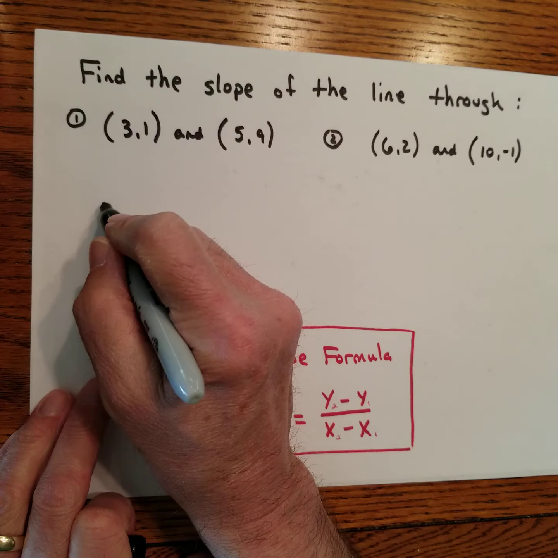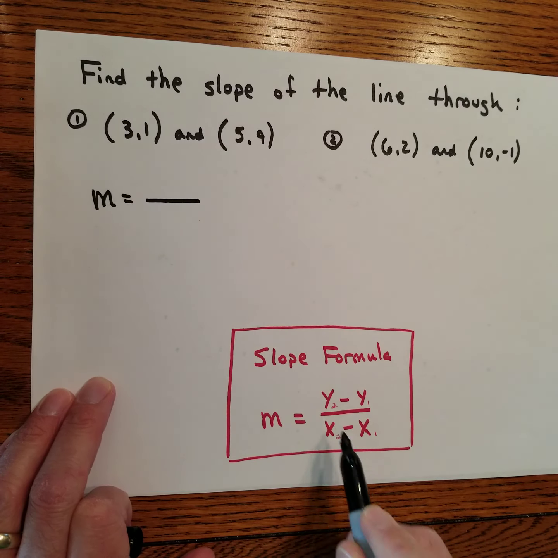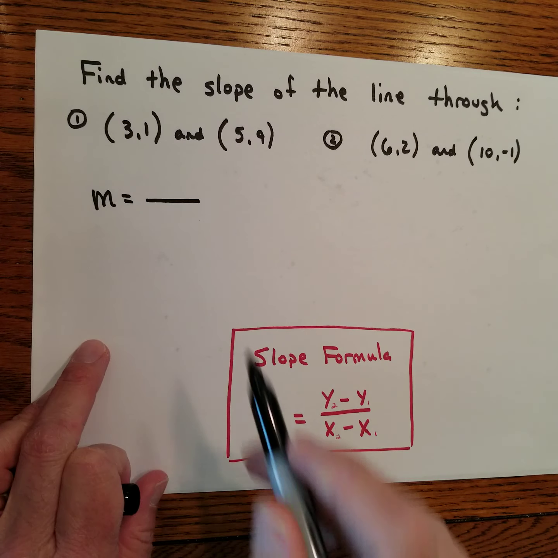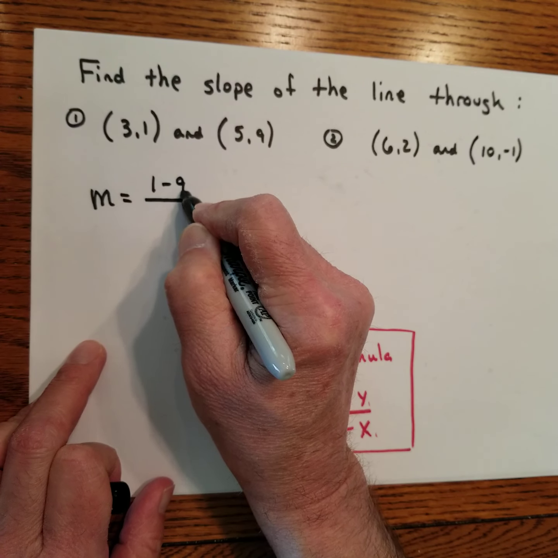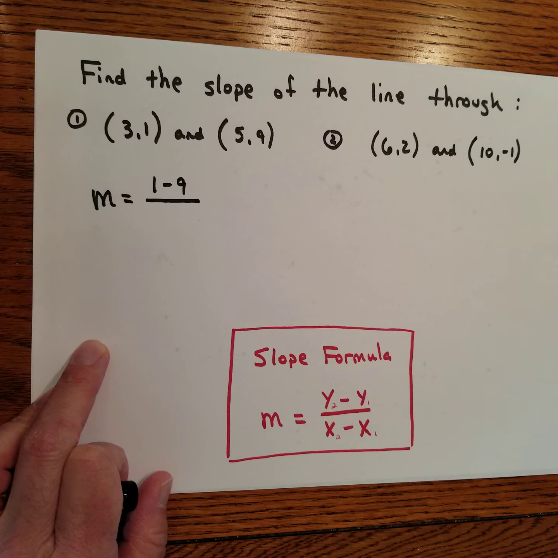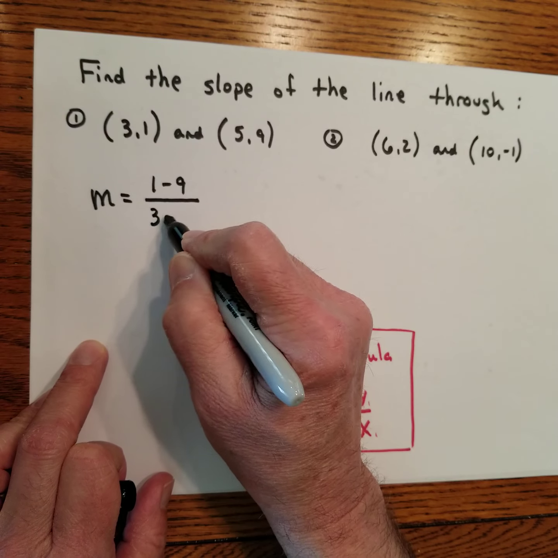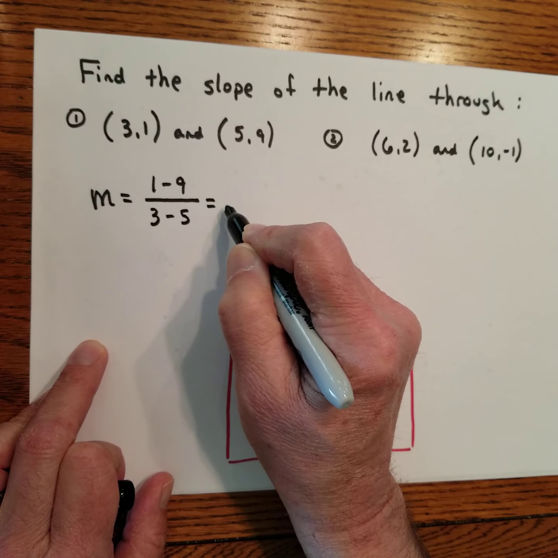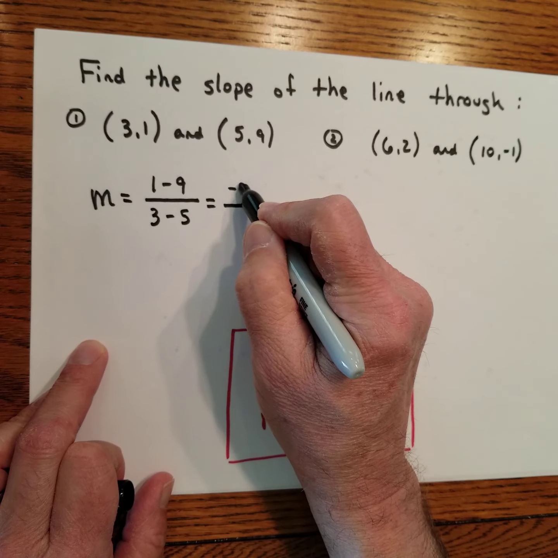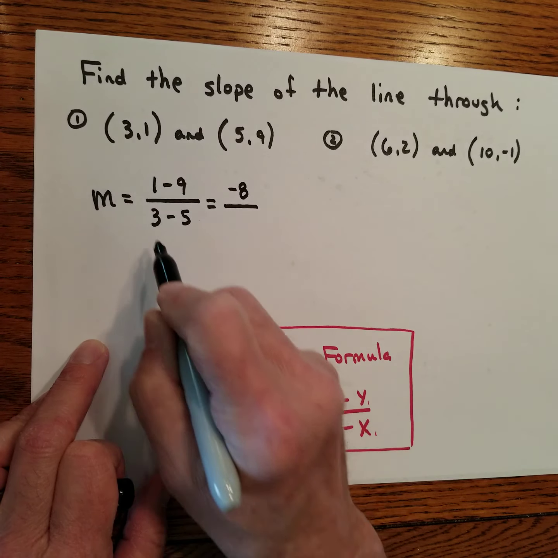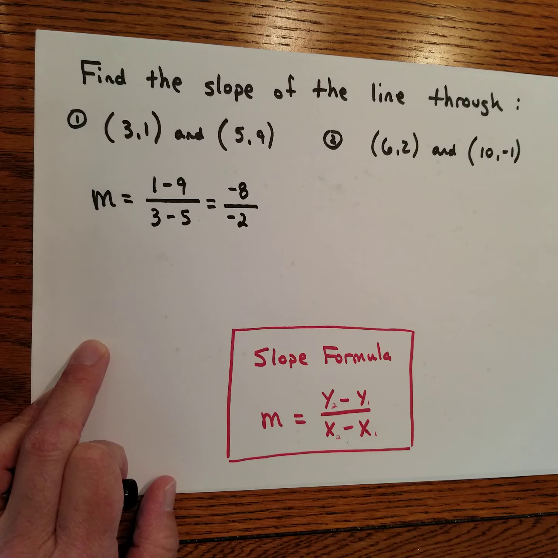Let's try number 1. To compute the slope, I subtract the y values. I'll go 1 minus 9. Then subtract the x values. 3 minus 5. 1 subtract 9 is negative 8. 3 subtract 5 is negative 2.